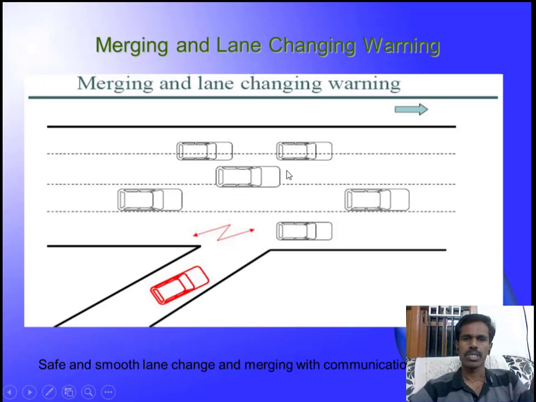So this is one more thing: change of lane and merging of lane. Sometimes from some other direction, a lane will come and merge. That information is also given to the vehicle, so that the driver or the vehicle is alerted and the collision will be avoided.